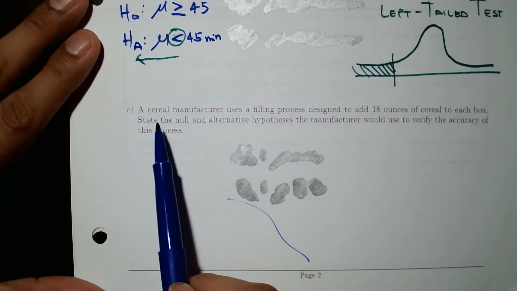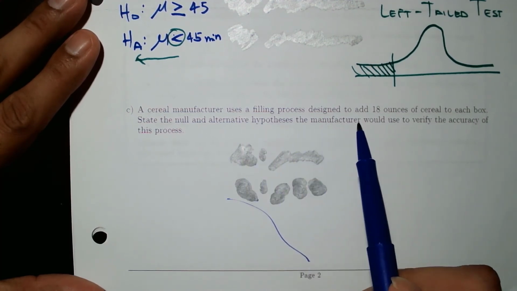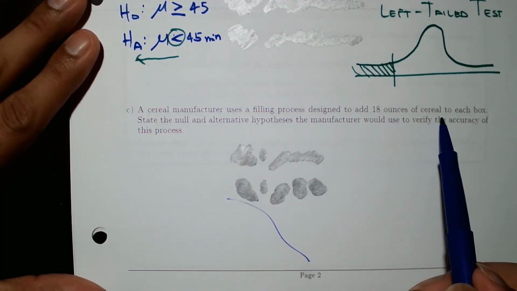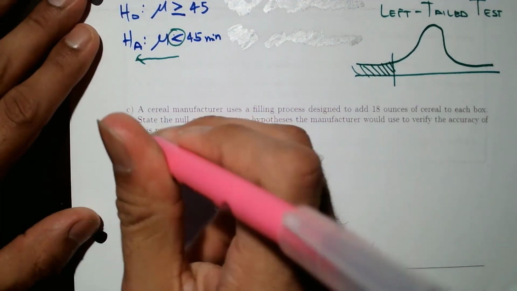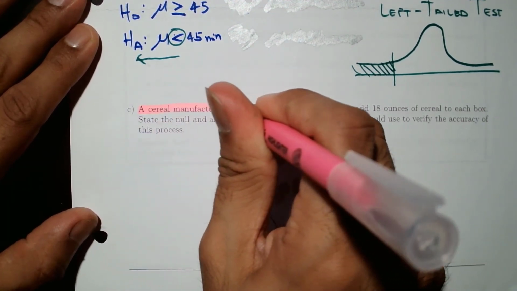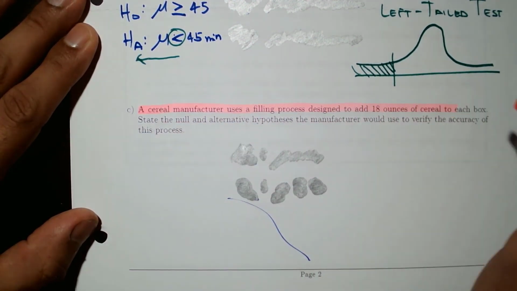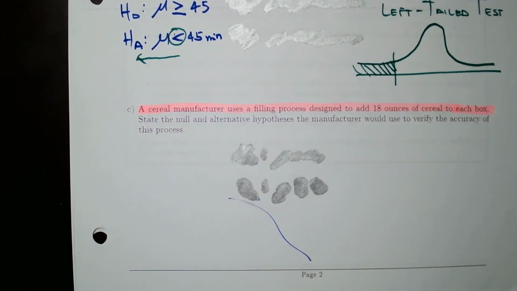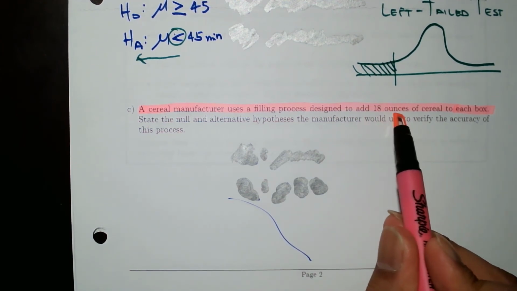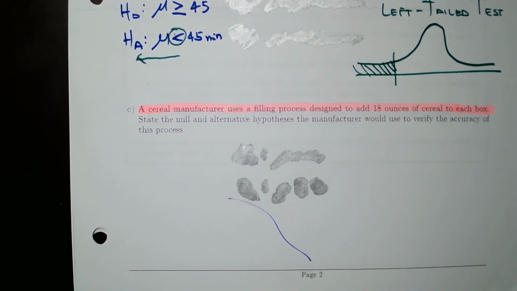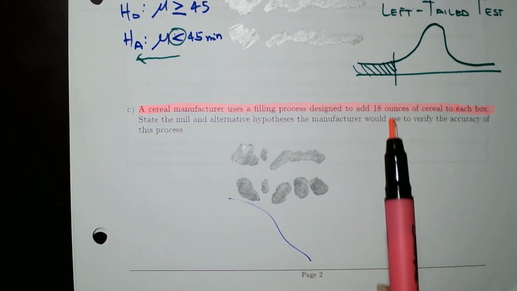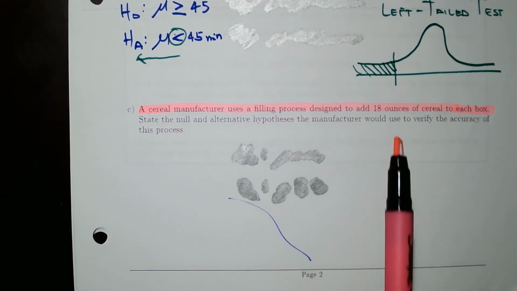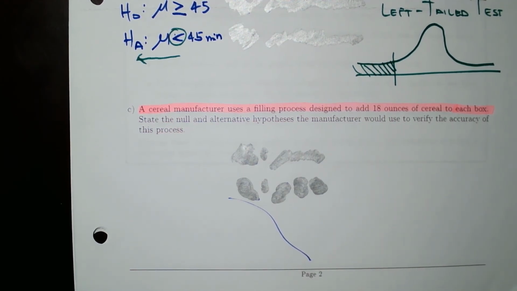A cereal manufacturer uses a filling process designed to add 18 ounces of cereal to each box. Okay, so in this case, this is the researcher or the manufacturer. This is what they claim they do. This is what they want to prove. Somehow, someone else has said, no, that's not true. Your cereal boxes do not contain 18 ounces. Well, notice in this case it doesn't say more than 18 or less than 18. It just says flat 18. Plain vanilla 18.